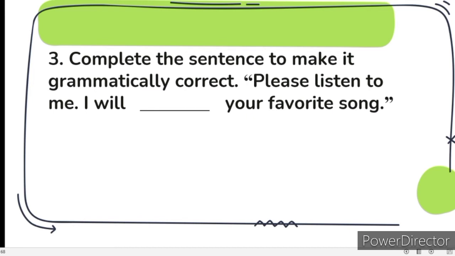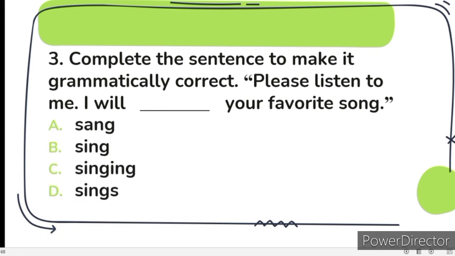Number 3. Complete the sentence to make it grammatically correct. Please listen to me. I will blank back your favorite song. A. Song. B. Sing. C. Singing. D. Sings.